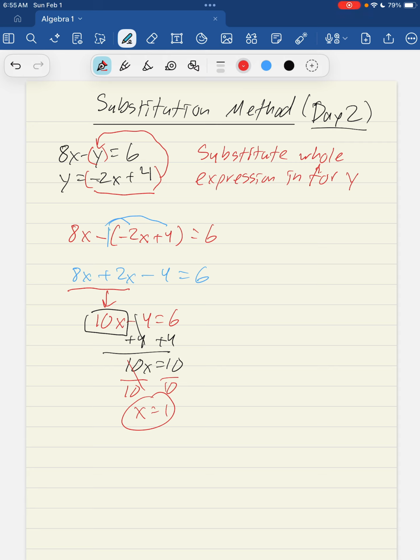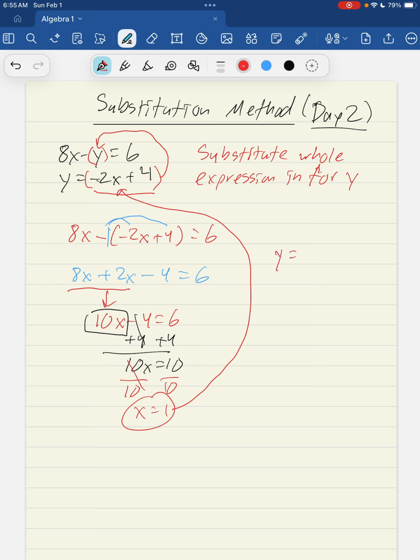Anyway, now I found my x. If we were doing yesterday's lesson, we're done because we already are given the y. But with this situation, we don't know the y value yet. However, now we're going to use this x value, substitute it right there, and find the y. So in a way, we actually substitute twice. So we take the x, and we're going to substitute it right there.